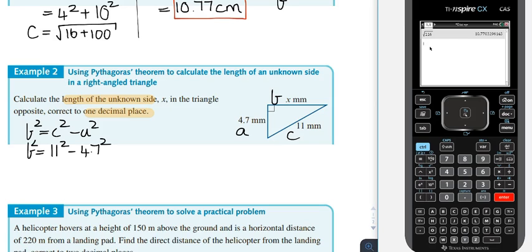This gives me 11 squared minus 4.7 squared. Take the square root of both sides, and then this is what I put into my calculator. And when I do that, I'll get my solution to 1 decimal place, so 9.9. And again, this is millimeters, so you need the units.